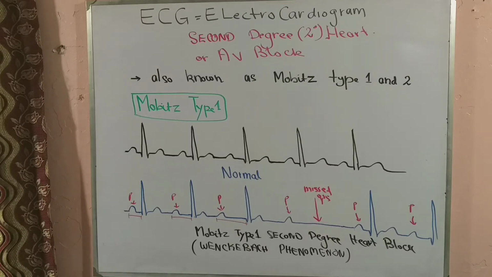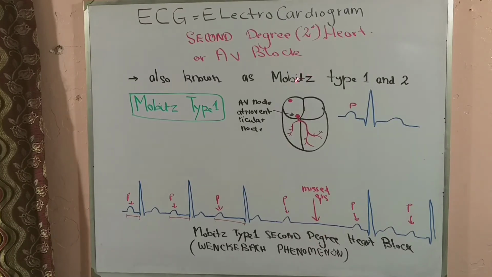So this phenomenon is known as the Wenckebach phenomenon, in which there is a progressive increase in the PR interval, and after the third or fourth QRS complex, there will be a disappearance of the QRS complex. So you will see the PR interval progressively increasing in length, and then you will see a P followed by a P, but no QRS complex here. This is known as Mobitz type 1 second degree heart block, and this phenomenon is known as the Wenckebach phenomenon.